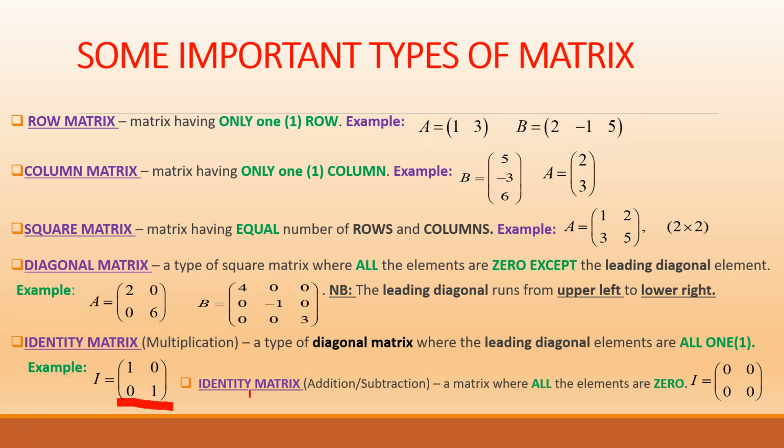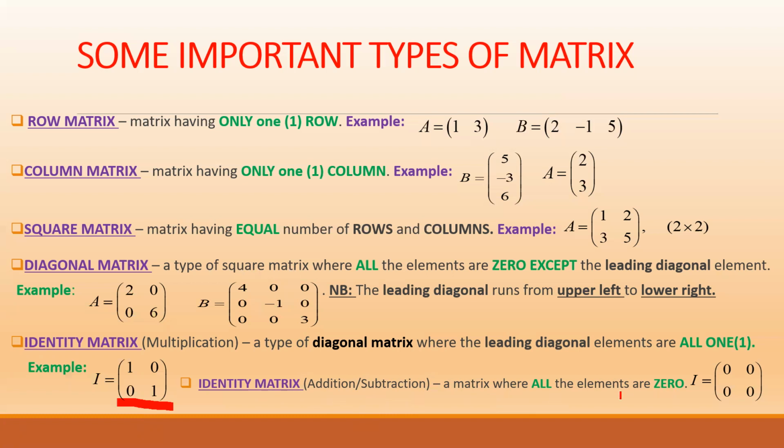Let's move to the identity matrix for addition or subtraction. The identity matrix for addition or subtraction is clearly different from the identity matrix for multiplication, right? Because it is just basically a matrix. It's not a diagonal matrix. It's not a specific type of matrix. The identity matrix for addition or subtraction is just any matrix, guys, where all the elements are 0.